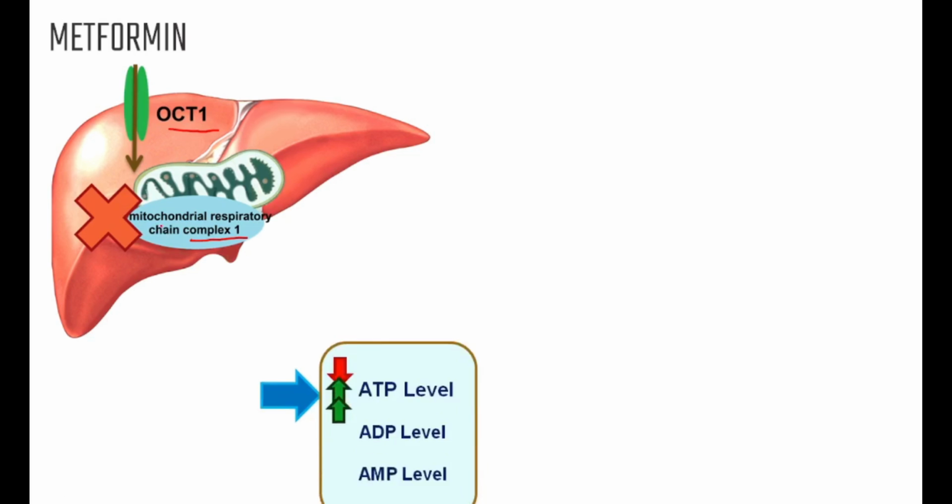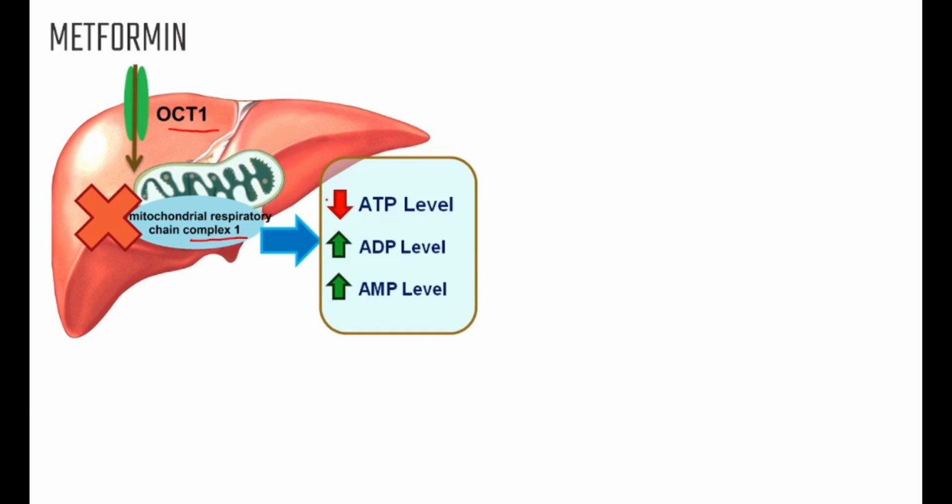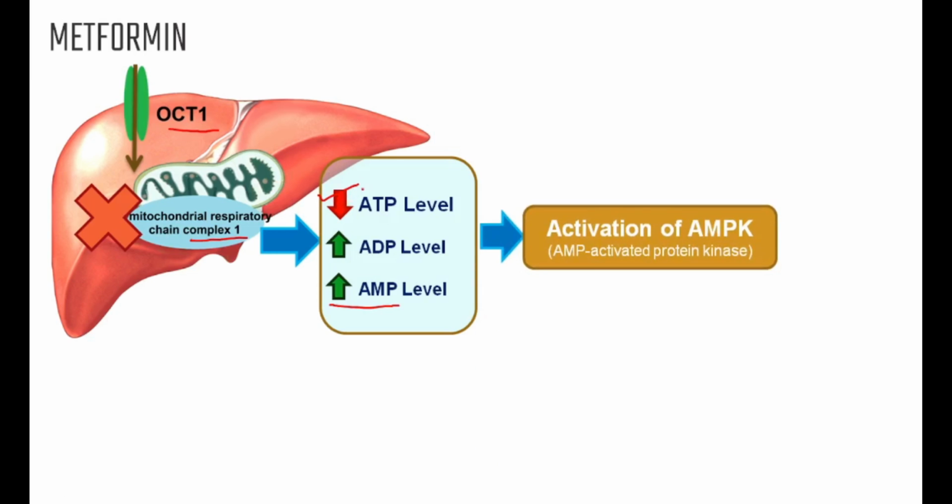Inhibition of complex 1 is responsible for the decrease in the ATP level. So the ATP level is reducing and the ADP level is increasing, so the ATP to ADP ratio is reducing, and then the level of AMP is increasing. As a result, as the AMP level increases and ATP level reduces, it causes the activation of AMPK, which is the most important mechanism of metformin. AMPK is AMP activated protein kinase.